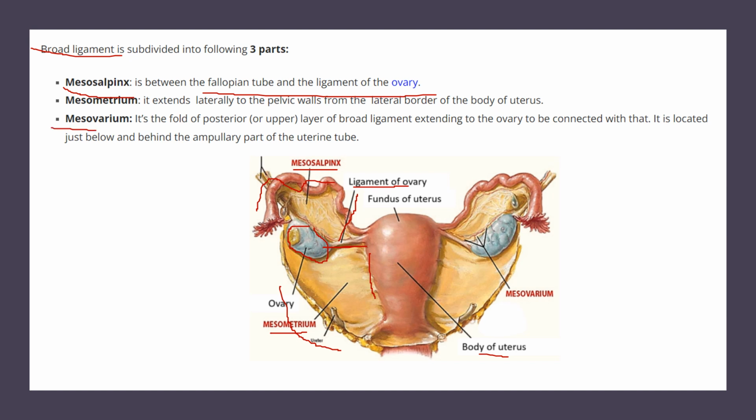And the mesovarium is a fold of the posterior or upper layer of the broad ligament, extending to the ovary to be connected with it. It is located just below and behind the ampullary part of the uterine tube. So this is the mesovarium.